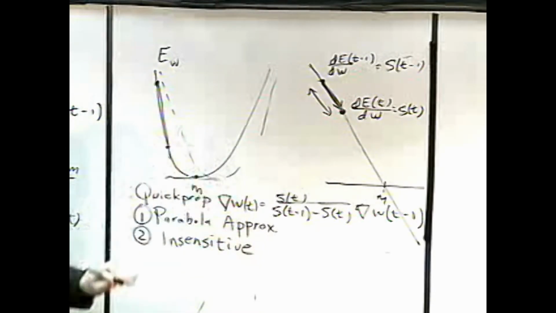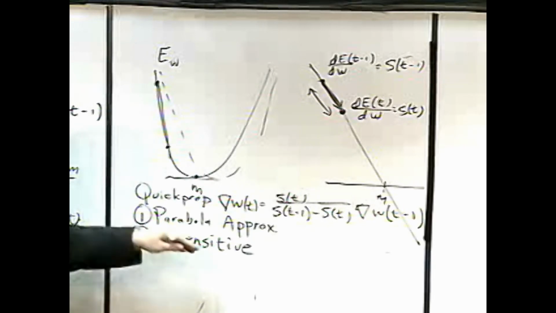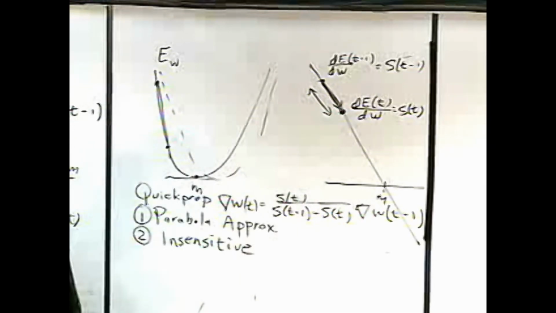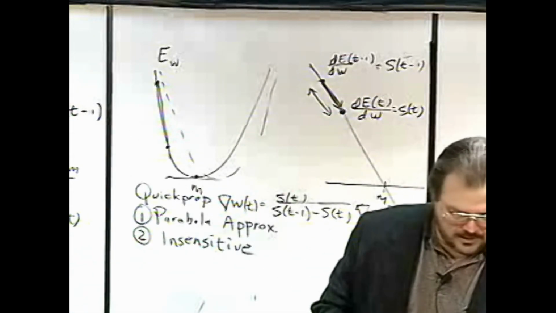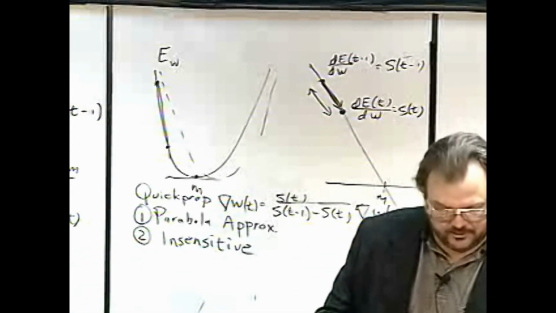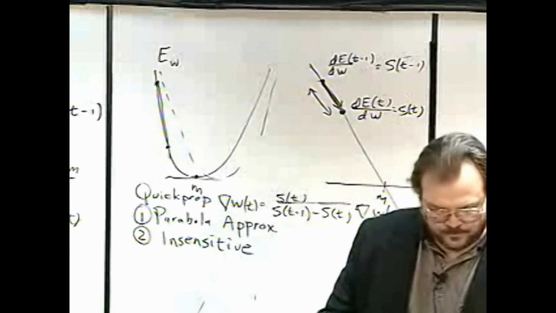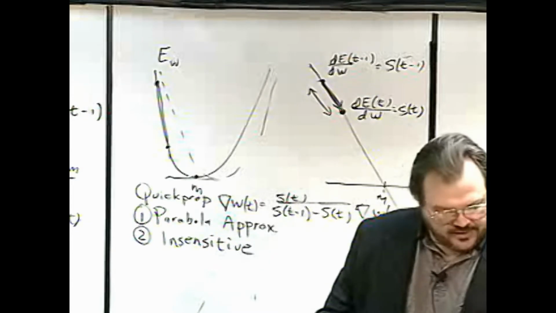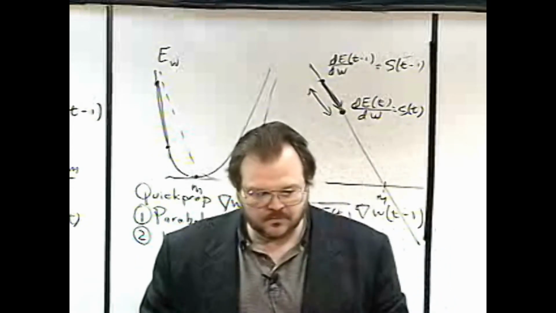And under these two conditions, that we have a parabolic approximation and that it is insensitive to shifts corresponding to weight changes in other places of the neural network, quickprop works very well. And I think that we have found that in terms of actual implementation it is one of the better ways to perform the training of a layered perceptron. So this is one of the fast techniques.